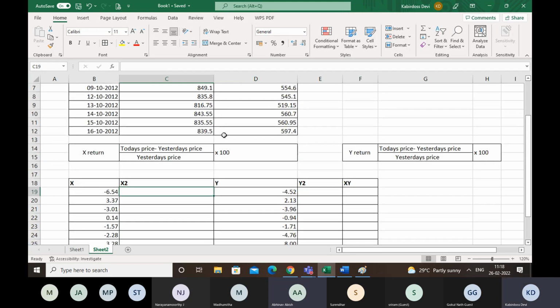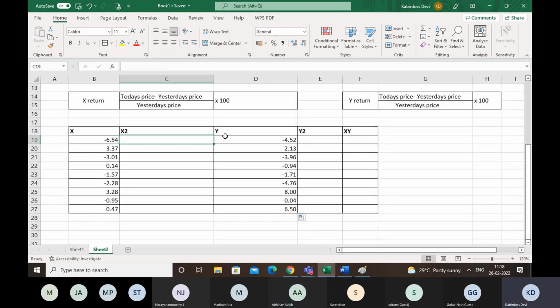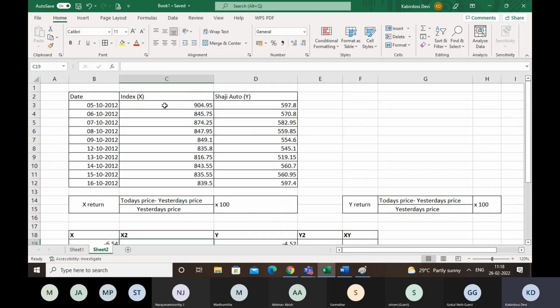Yes, ma'am. Because we are calculating the beta. See, this is the market index, and this is one particular stock. This is the index return, and this is called the stock return. We are going to calculate beta, and we check whether this particular script is in line with the market risk. We see what is beta.